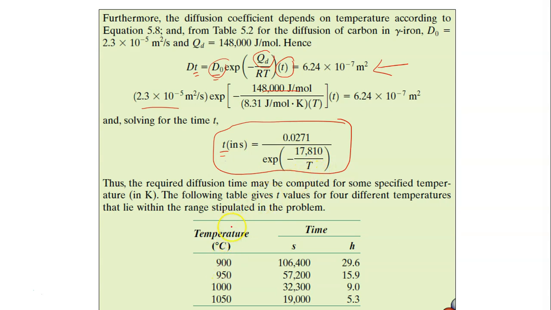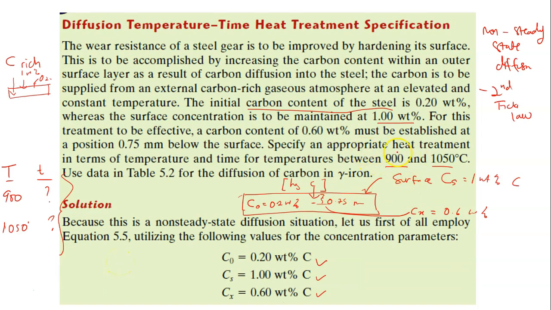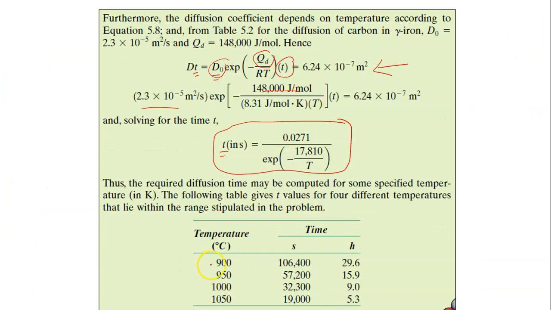And then, as I mentioned before, you need to specify the heat treatment in terms of temperature and time for temperatures between 900 and 1050 degrees Celsius. So it's up to you. Either you want to just provide 2, or you can provide more. So in the solution, they actually provide 4 answers here, or maybe 4 heat treatment relationships between temperature and time, which is between 900 to 1050. So they have 900, they have 950, they have 1000, they have 1050.